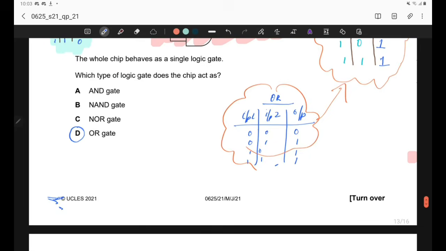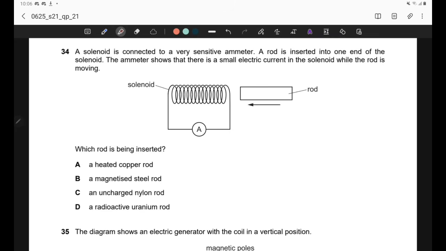Therefore, correct answer is option D. Question 34. A solenoid is connected to a very sensitive ammeter. A rod is inserted into one end of the solenoid. The ammeter shows that there is a small electric current in the solenoid while the rod is moving. Which rod is being inserted?